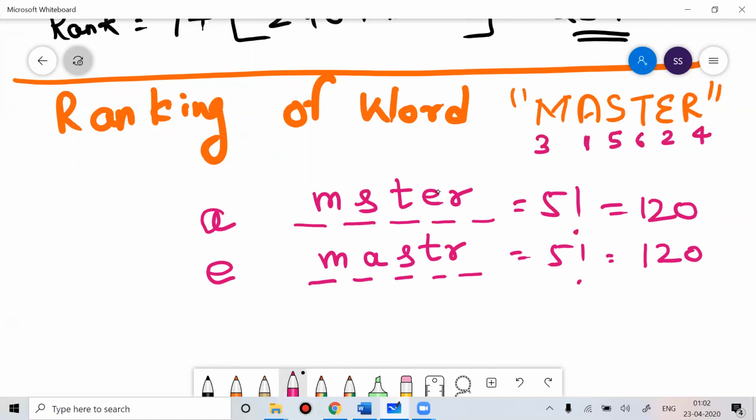After E, what letter will come? M. So after E, M will come. And what am I looking for? I am looking for M. So it means I reach my first letter.